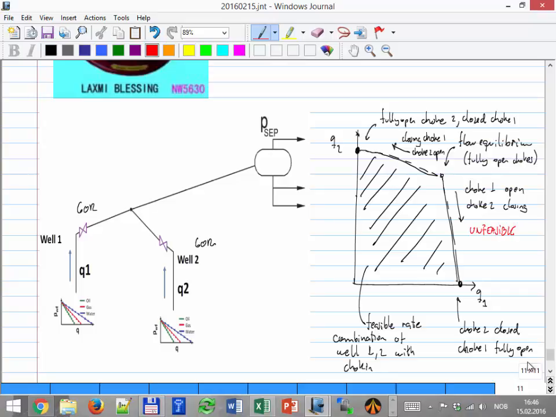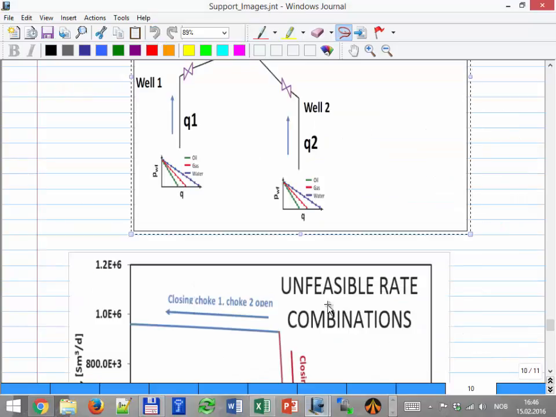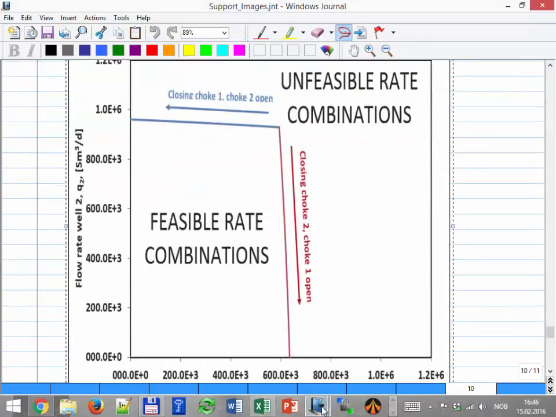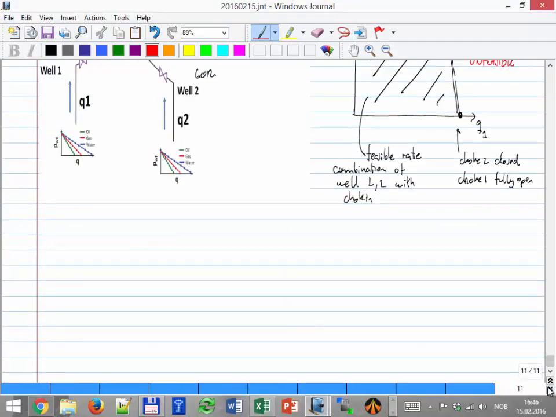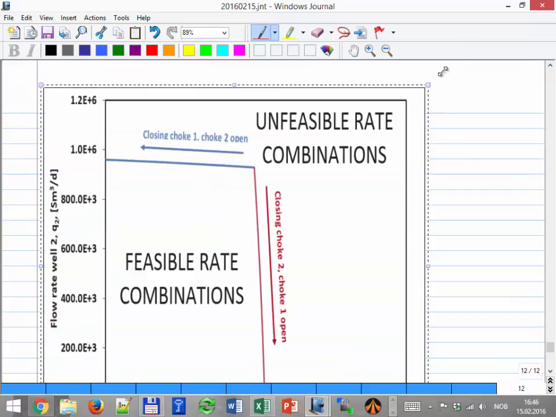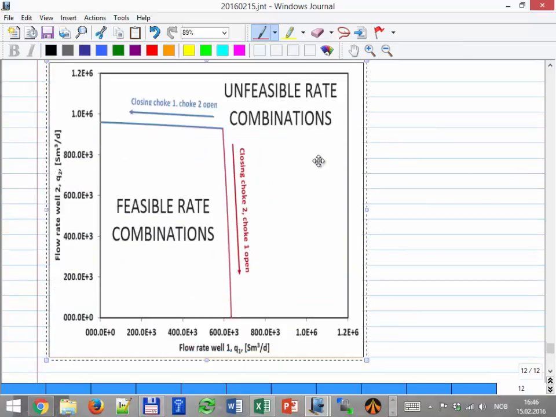Let me pull up a figure, I think I have one. This is actually from the example that we were going to do. I just took my time and made it. So you have exactly that. If the reservoir engineer comes to me and says, I have these Q1 and Q2, please tell me if they are feasible, I just go to my plot and say, yeah, you can produce, or no, you have to reduce the rate of well 2. But for that, I have to run multiple simulations or tests, changing conditions to draw that line.